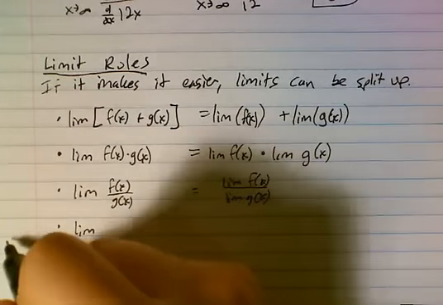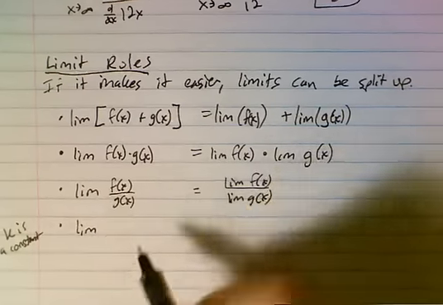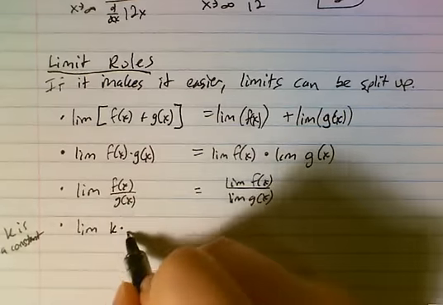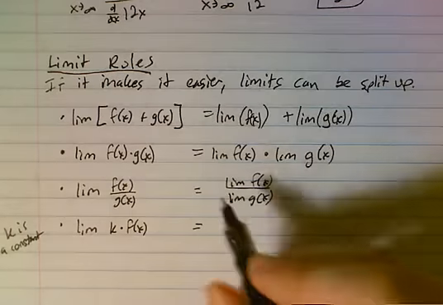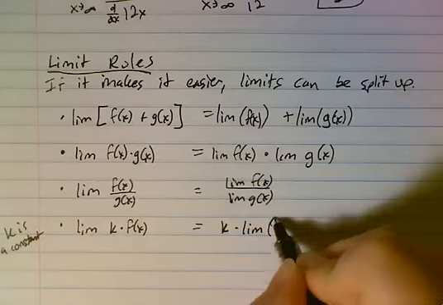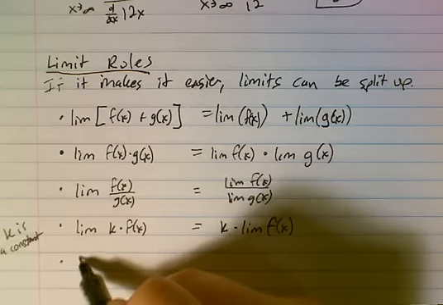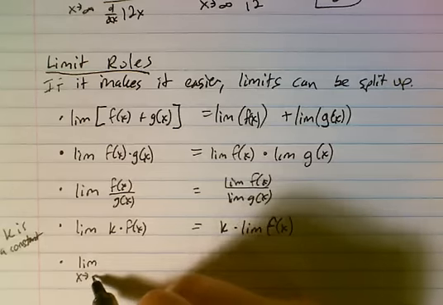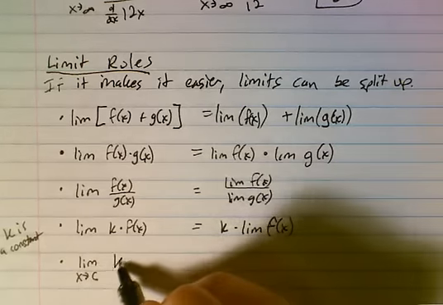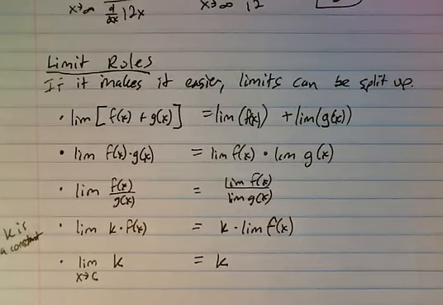And a couple where k is a constant. The limit of k times f of x is like the derivative rules: k times the limit of f of x. And also the limit as x approaches some letter c of k, where k is a constant, is just k, because there's no x for us to plug in for.